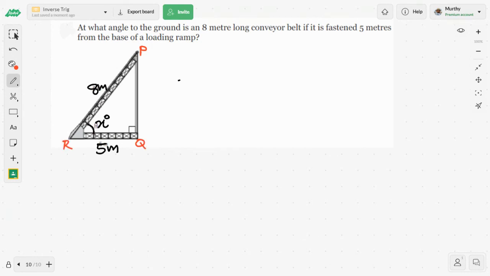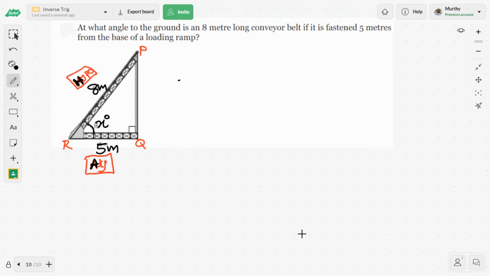Angle Q is 90 degrees. Therefore, the side opposite to 90 degrees is the hypotenuse. Therefore, PR is going to be the hypotenuse. And next, QR is given as 5 meters. And I know that the side next to the angle, other than the hypotenuse, is going to be the adjacent side. Now, if I have to take adjacent and hypotenuse, think of SOHCAHTOA.